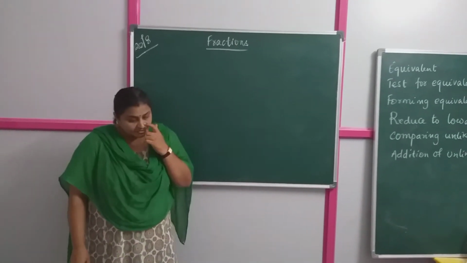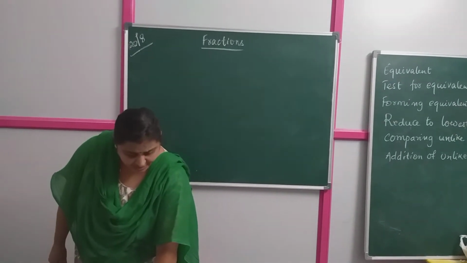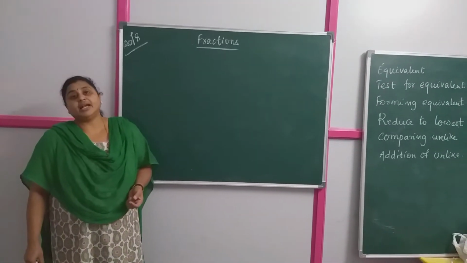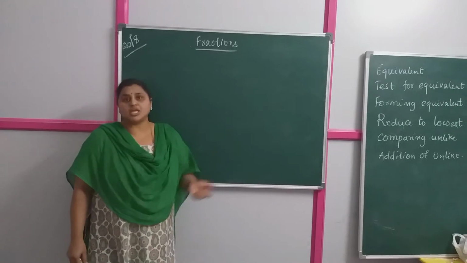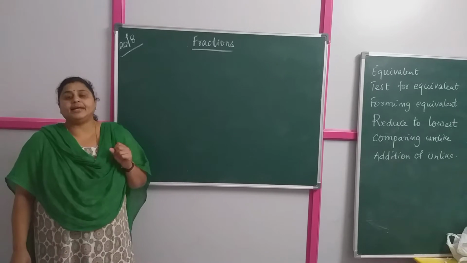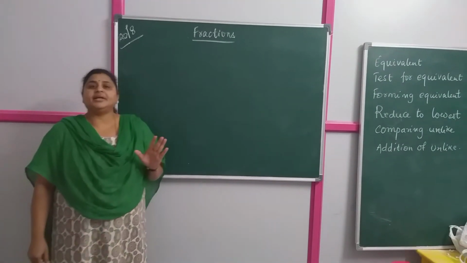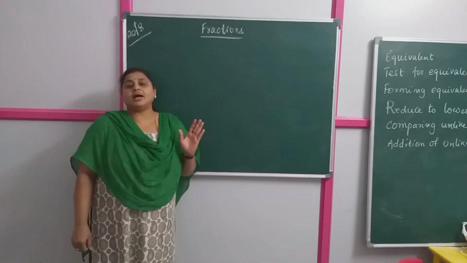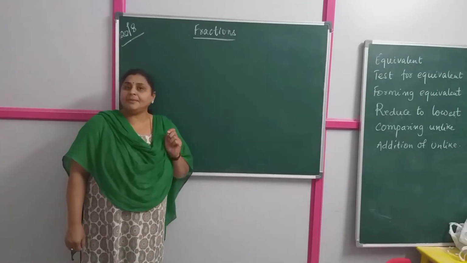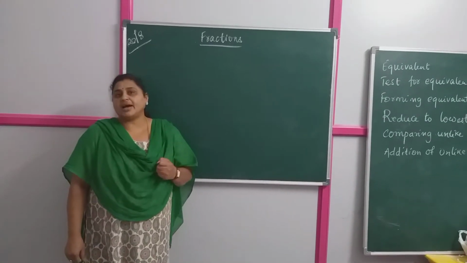Now, equivalent fractions. Today we are going to check how to test whether the given two fractions are equivalent or not. But actually before that, what are equivalent fractions? Equivalent fractions are those obtained on multiplying or dividing the numerator and the denominator with the same number. Whatever fraction we get, that is called the equivalent fraction.